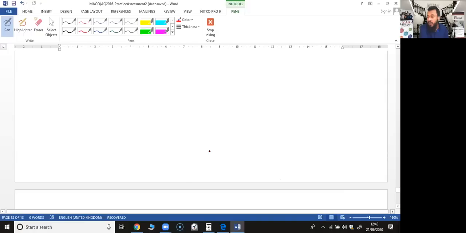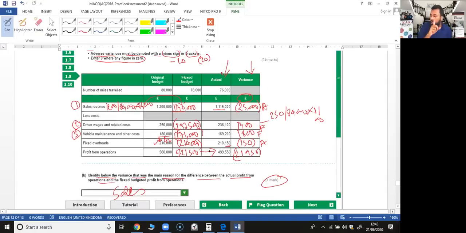Before I go to the last task, I'd like to ask you one more question. The question is this number 2 here. Driver wages and related costs are £1,400 favorable variance. Just keep it simple. Wages, £1,400 favorable. Why is that? Please write me the reason. Why are your wages favorable? What can be the reason? There are 4 or 5 reasons minimum, or maybe more. Let's see who gives me some good reason.